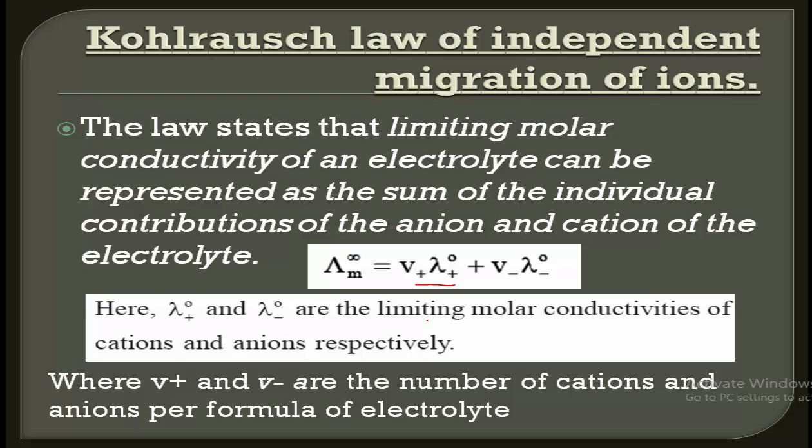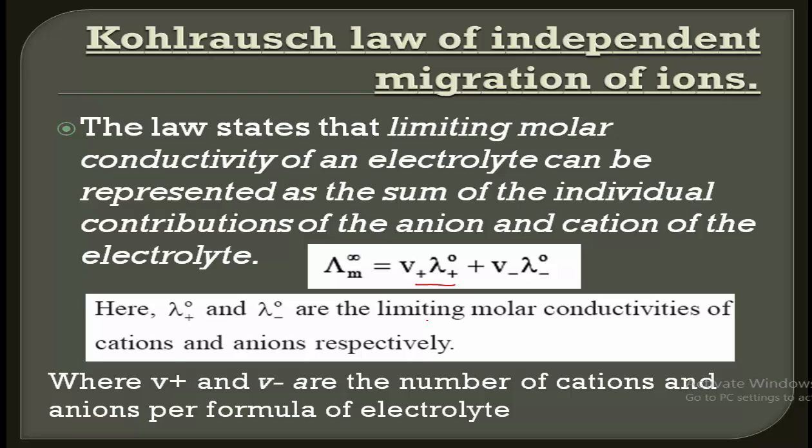Suppose we take NaCl, which is an electrolyte. The limiting molar conductivity of NaCl is written as the limiting molar conductivity of Na plus, that is lambda Na plus, plus lambda Cl minus. There is one cation and one anion. The number of cations and anions is 1 only. So v plus is 1 and v minus is also 1.